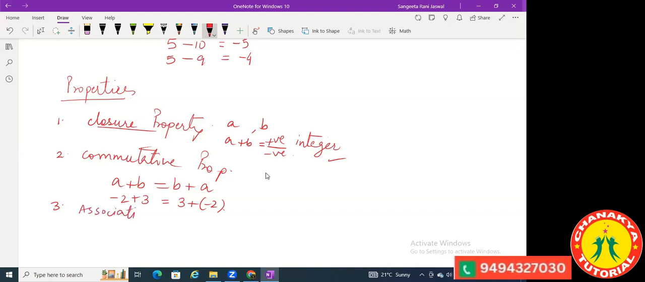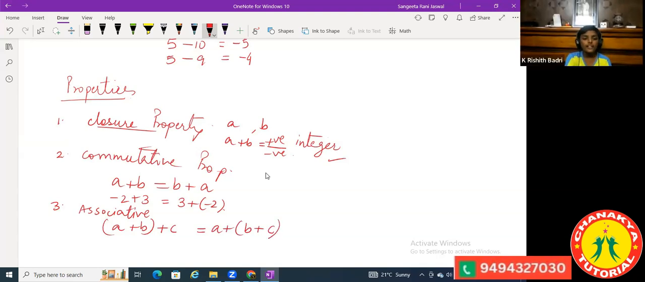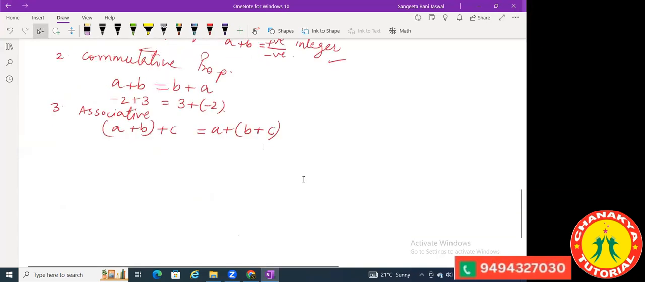The associative property is that when you add three or more integers, the sum is the same even if the grouping is changed. That means if you have A plus B plus C, the answer will be the same in whichever groups are made. It is just like the commutative property, but in that we have only two numbers. Here we have three. Then the next property that you have is the additive inverse. Can you say a little bit slower?